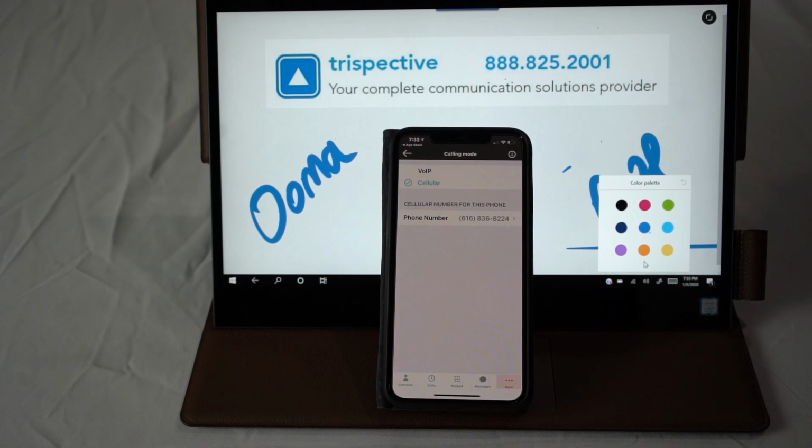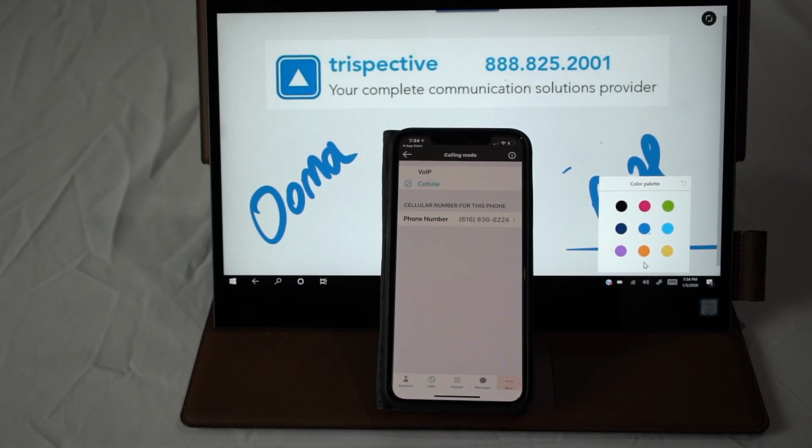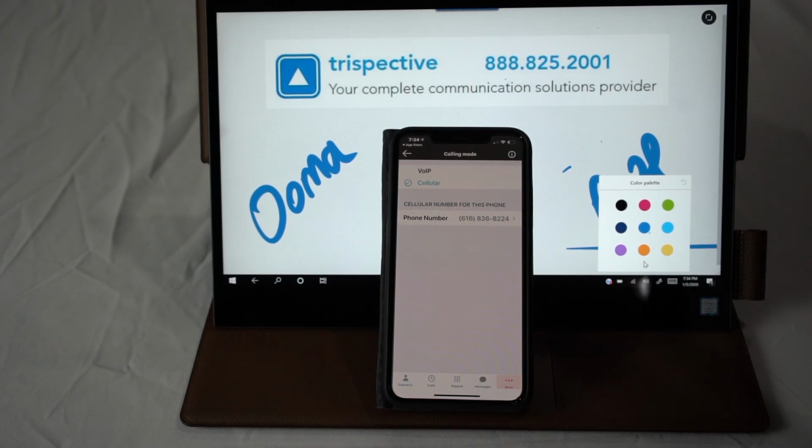So I always tell people, if you're sitting at home on your Wi-Fi network or you're at work all day long, I would probably put it in voice over IP mode. What that means is that calls are going to come over the data network using your Wi-Fi on your cell phone, and they'll ring through the app, or you can call out from the app using Wi-Fi calling. So that's what voice over IP mode does.